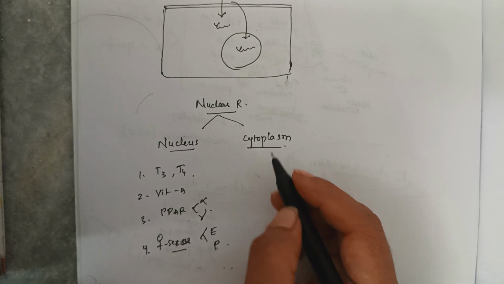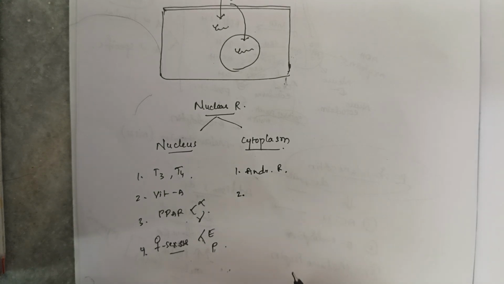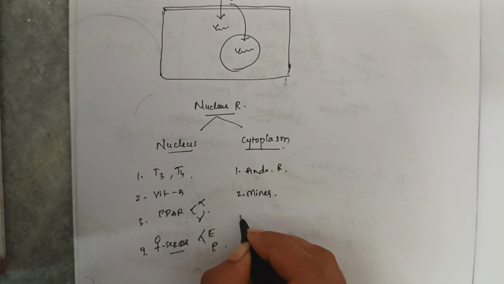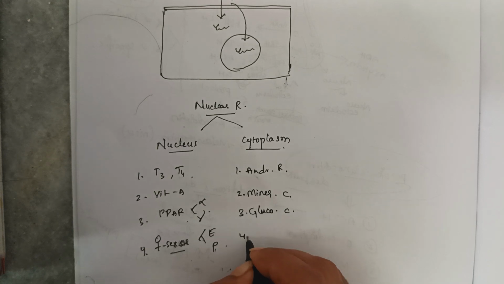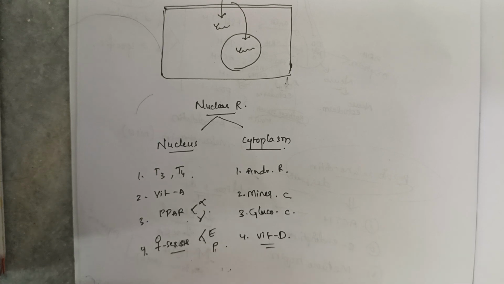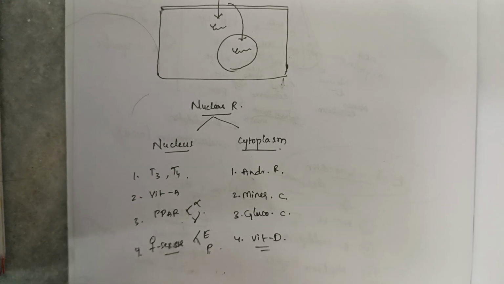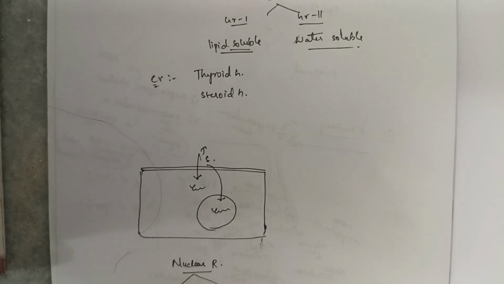And what acts on the cytoplasm? Androgen receptors, yes, androgens. Next, mineralocorticoids and glucocorticoids. And one more, vitamin D. Of course, there are some controversies in these examples of nuclear receptors and cytoplasm receptors, but up to my knowledge, I'm mentioning these hormones and dividing them like this according to my references. So, what are the lipid soluble hormones? Thyroid hormones and steroid hormones.